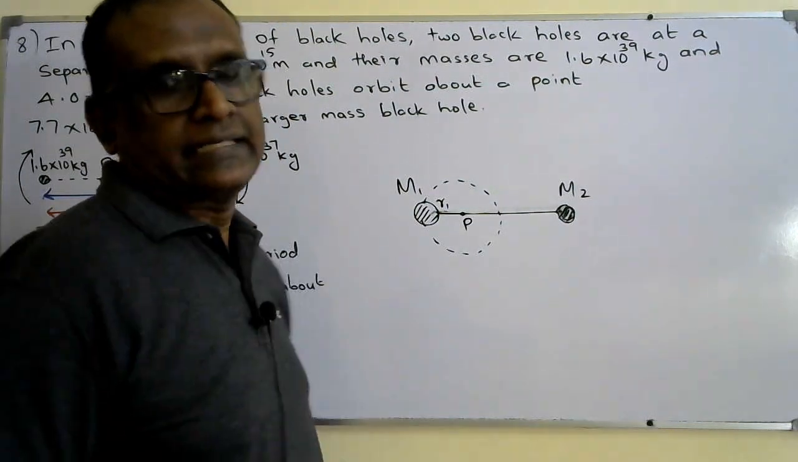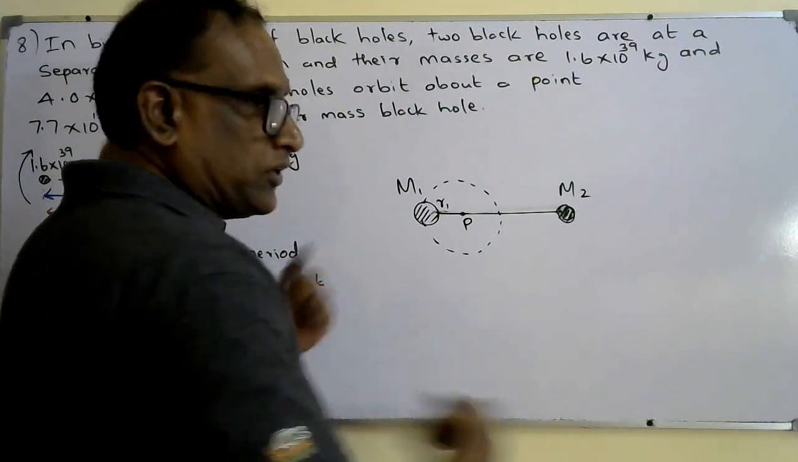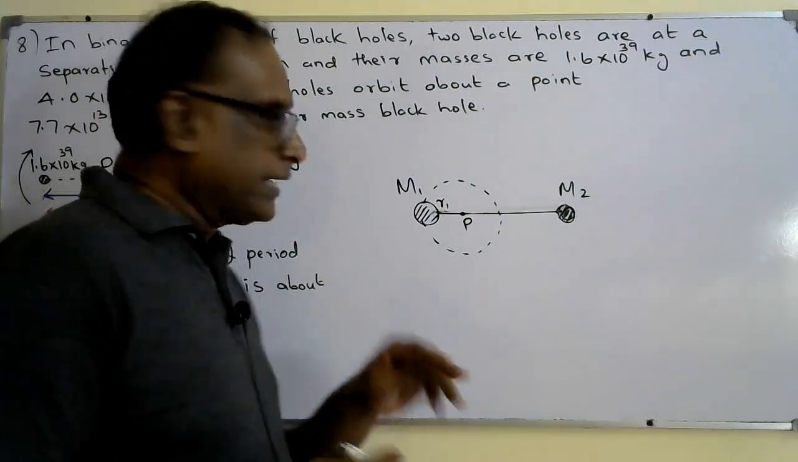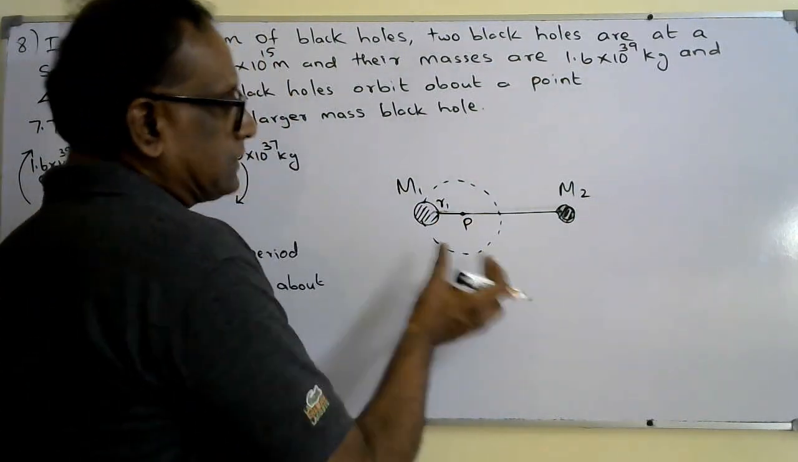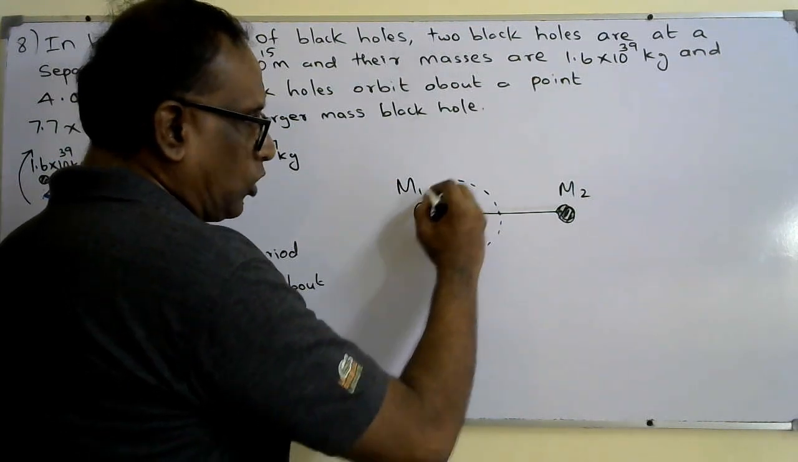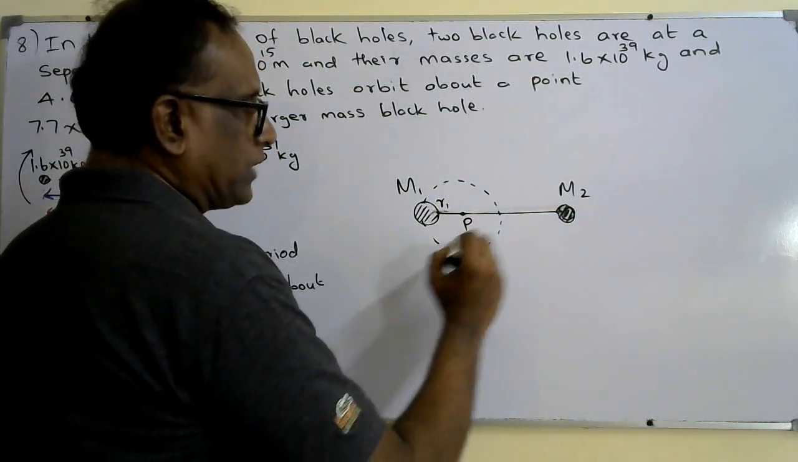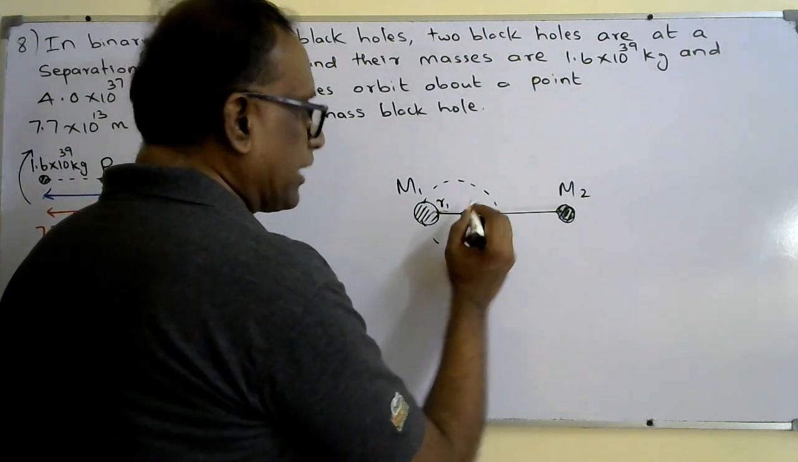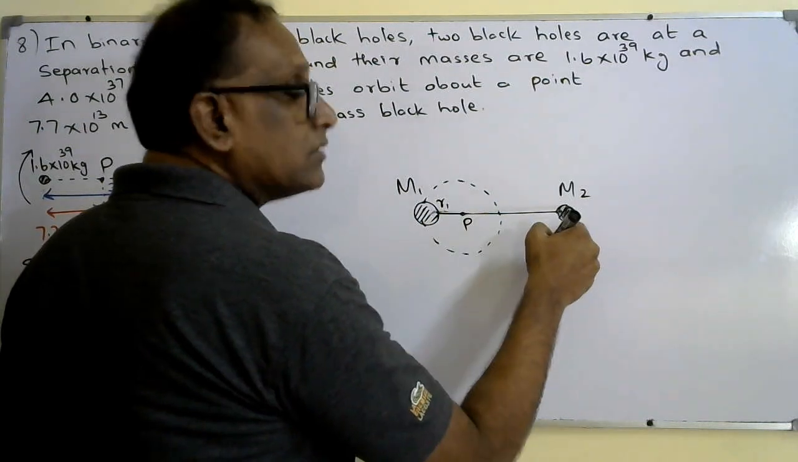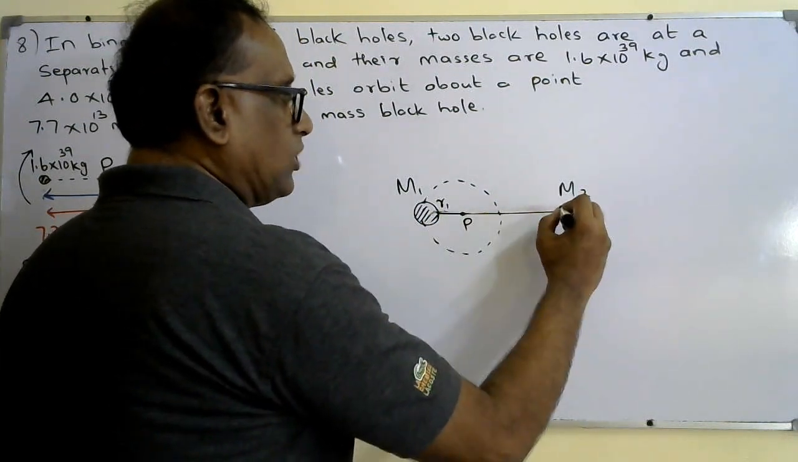If you use the center of mass equation, sigma m_i x_i over sigma m_i, you don't need it, but I'm just telling. So they are orbiting about point P, meaning this mass will orbit in a circular path of radius R1. This will orbit at a radius of R2. From P to the mass M2 is R2. That will orbit in a circular path of this radius. So like this.